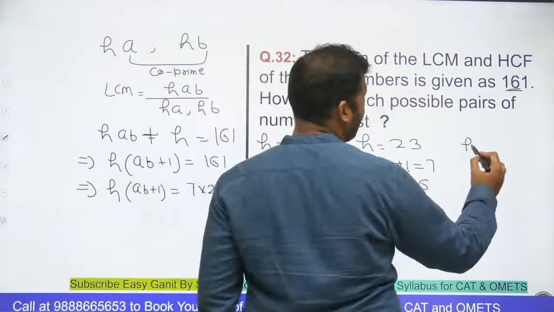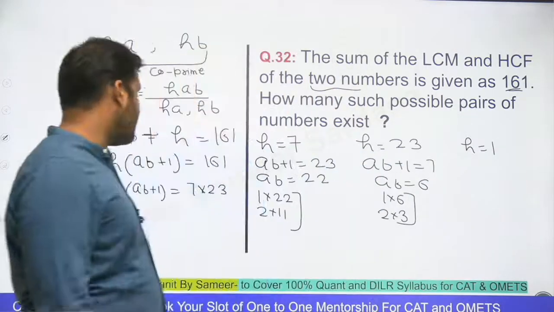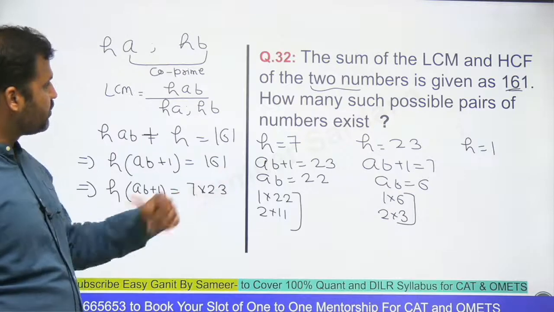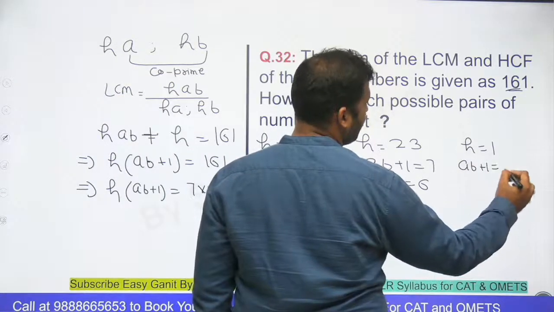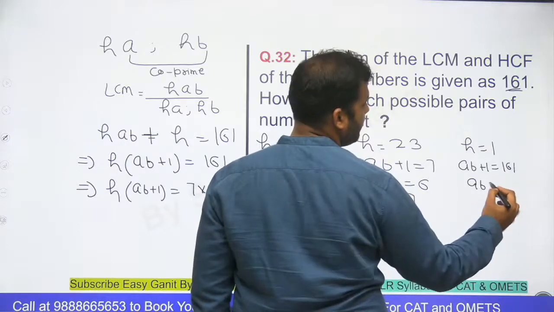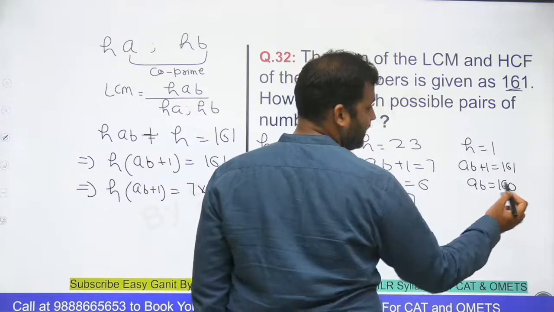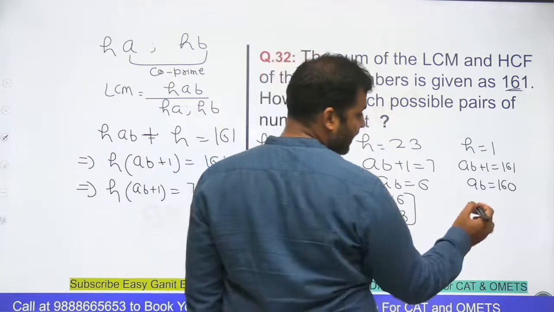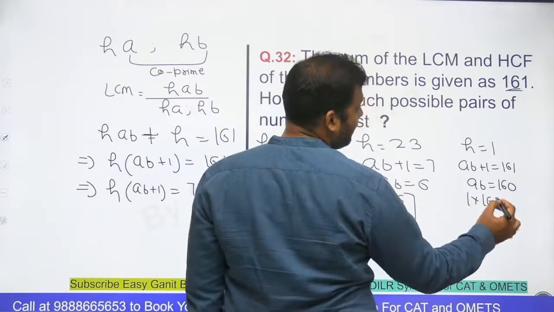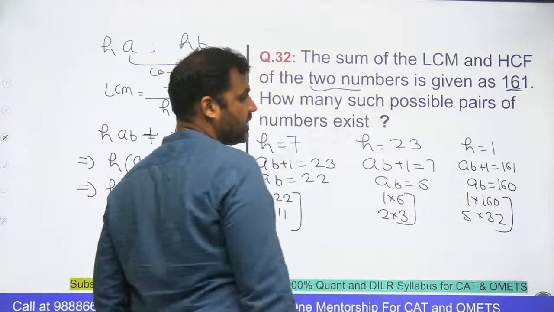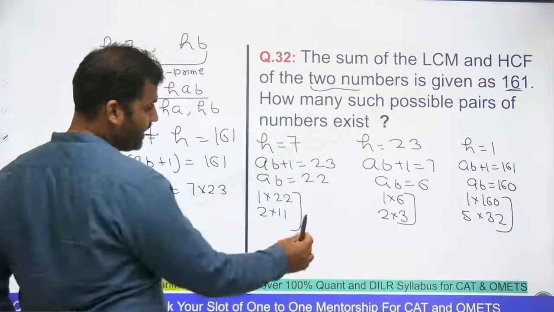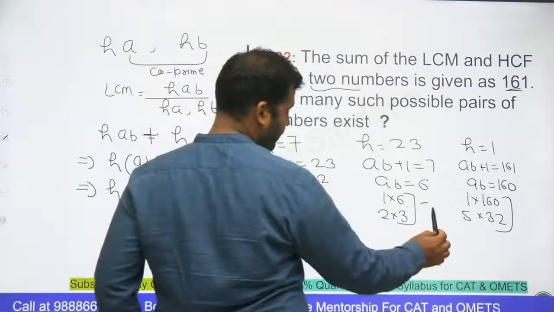What if I take H as 1? अगर मैंने H को 1 लिया तो AB plus 1 पूरा का पूरा 161 आ जाएगा. AB plus 1 will be 161. So AB will be equal to 160. Product of these two numbers as 160. In how many ways you can write it down? 1 into 160 and 5 into 32. दोनों co-prime होने चाहिए और कोई तरीका नहीं है. Yes or no? So 2 ways here, 2 ways here and 2 ways here.